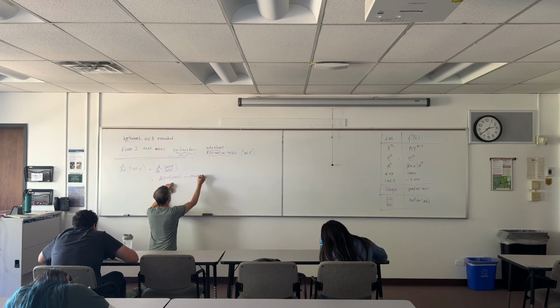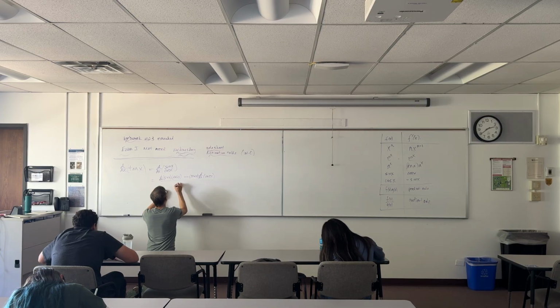First thing I would do, especially if I'm new at this, is to write things out slowly. Literally writing out the quotient rule.